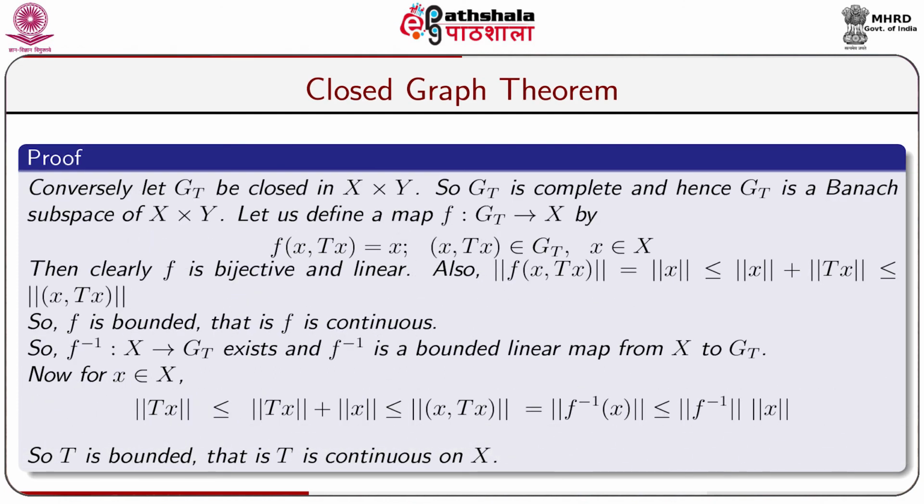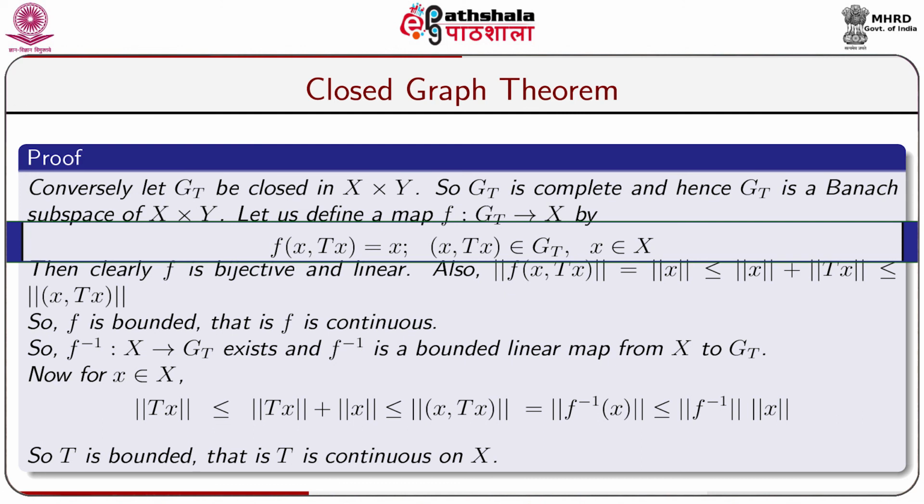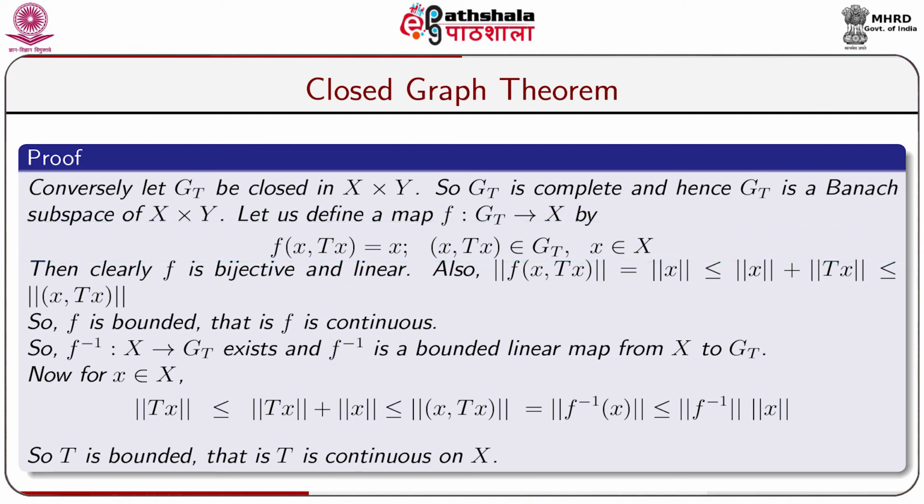Conversely, let GT be a closed subspace in X cross Y. So GT is complete, hence GT is a Banach subspace of X cross Y. Let us define a map f from GT to X by f of the pair (x, Tx) equal to x, where (x, Tx) belongs to GT and x belongs to capital X. Clearly, f is bijective, that is, f is injective and surjective, and f is also linear.